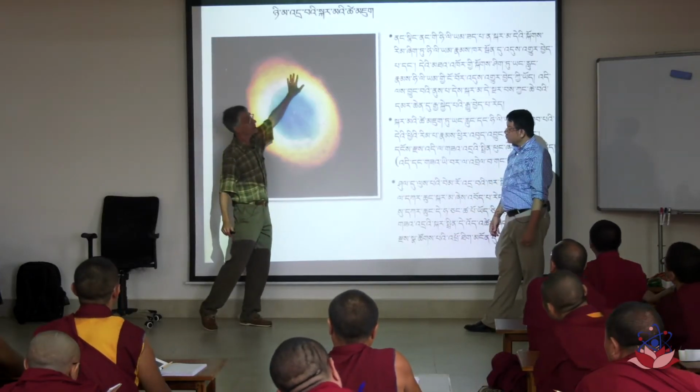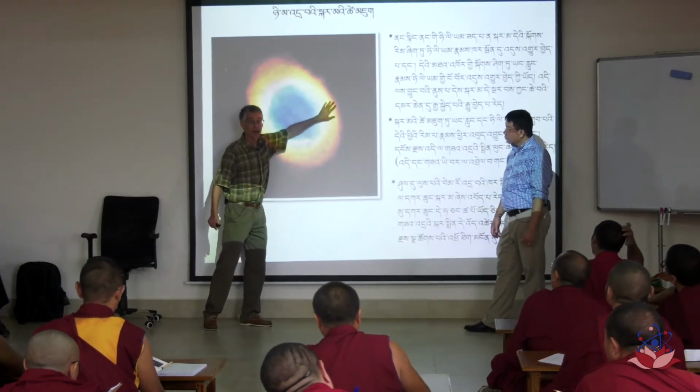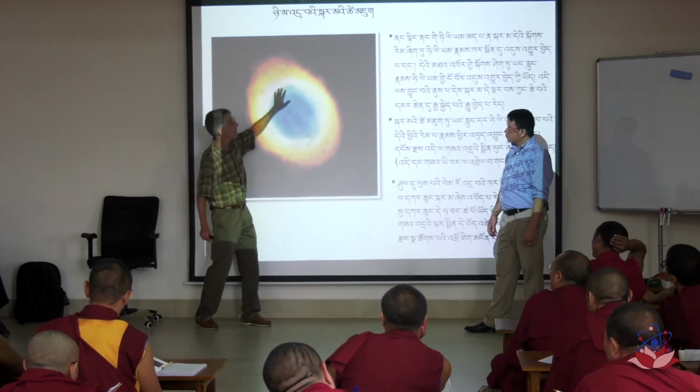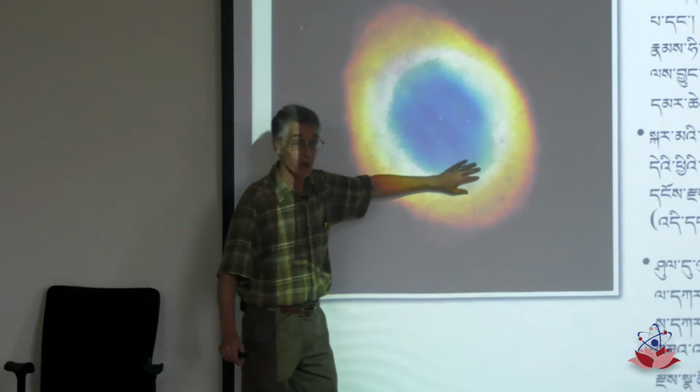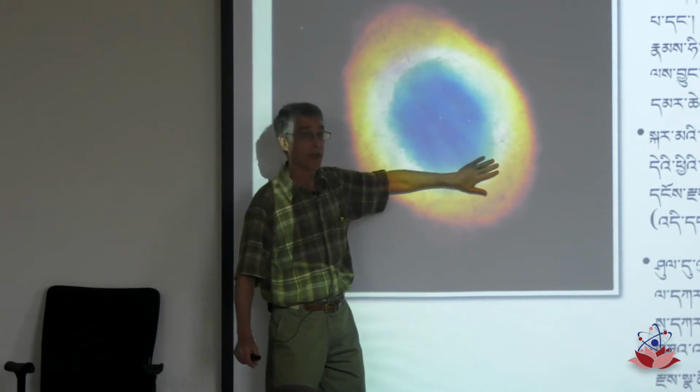So you get this big cloud of gas around where the star used to be, and it's called a planetary nebula.